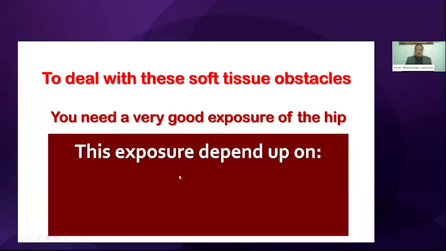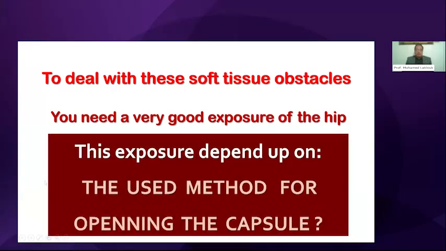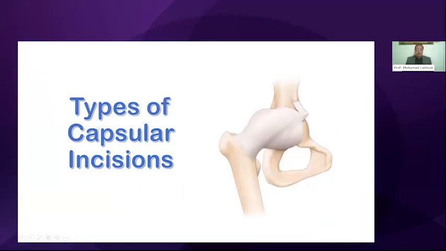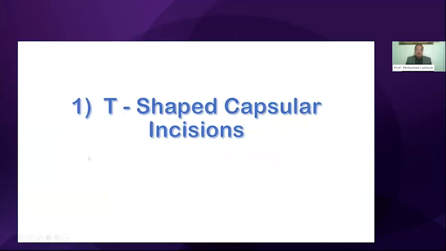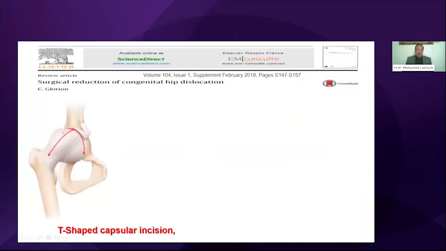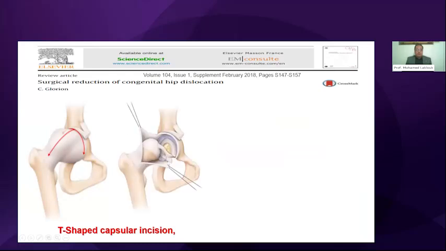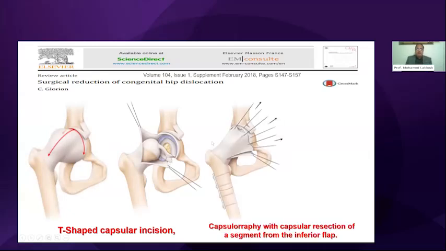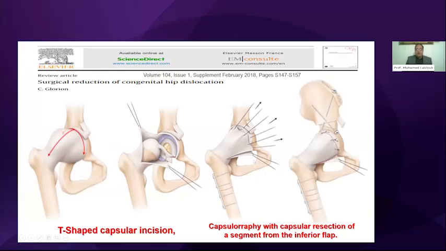This exposure depends mainly upon the method used for opening the capsule. The types of the capsular incision, number one is the T-shaped capsular incision. As we see in this photo, it is a T-shaped capsular incision after opening the superior and inferior flap of the capsule. Then the upper flap is advanced inferiorly, and the excess capsule in the inferior flap is excised, as shown in this photo.